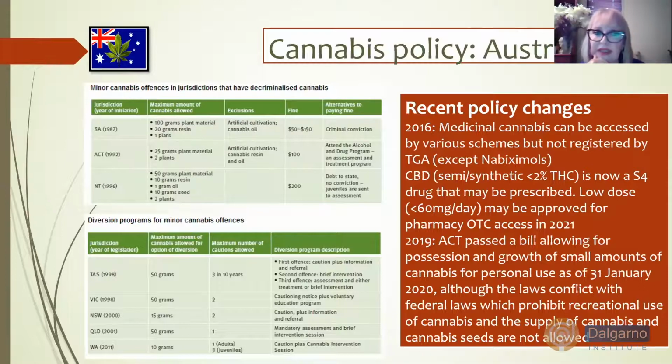We've had decriminalised cannabis in 3 jurisdictions for a very long time. Probably most people don't seem to be aware of that. They're arguing for full legalisation when decriminalisation is a very, very workable alternative. Also in other jurisdictions, you can see that we have diversion programs for minor offences, but there have been some recent changes. As I said, coinciding with the closure of my centre was the change that medicinal cannabis can be accessed by various schemes, but not registered by the TGA, except Nabiximols, Sativex.